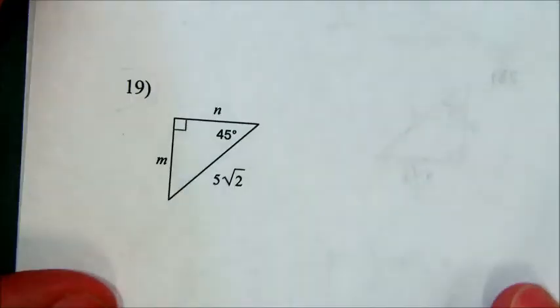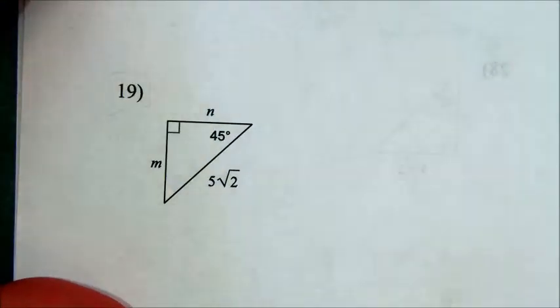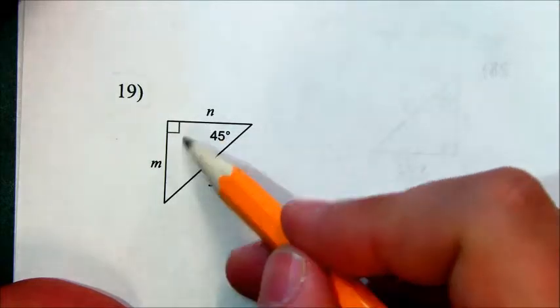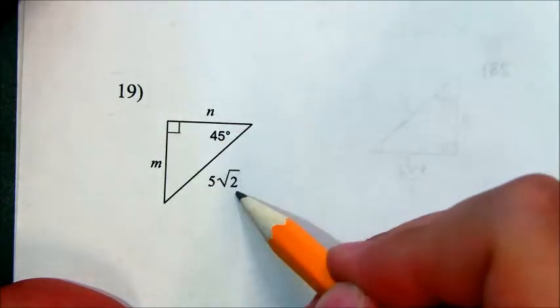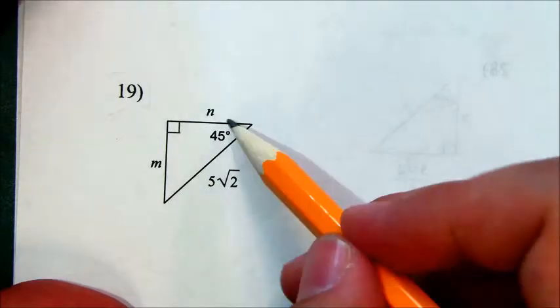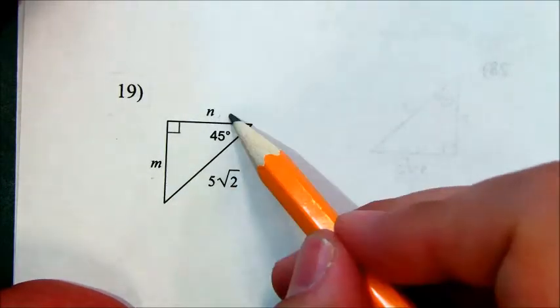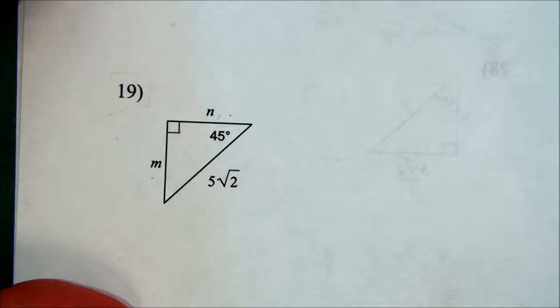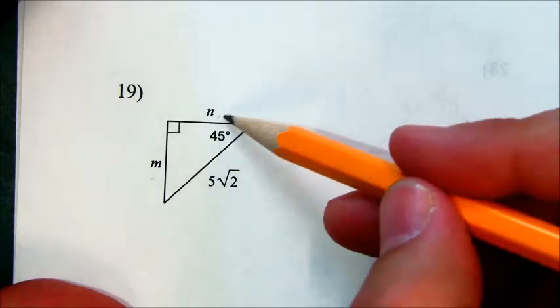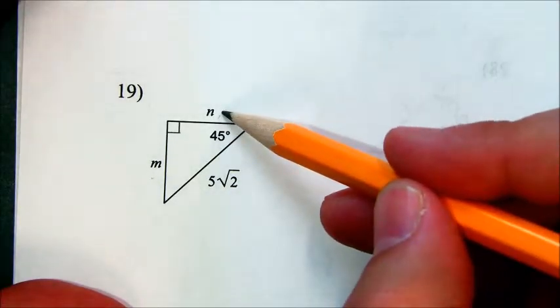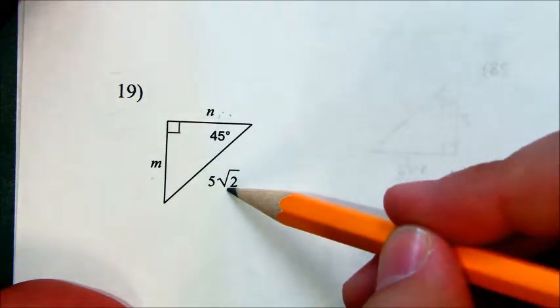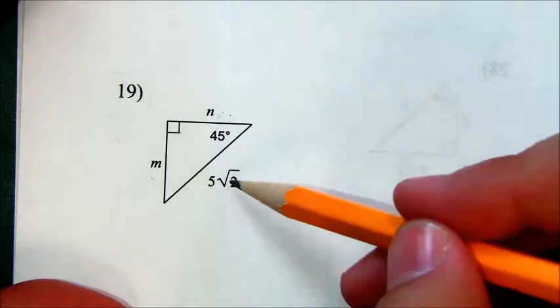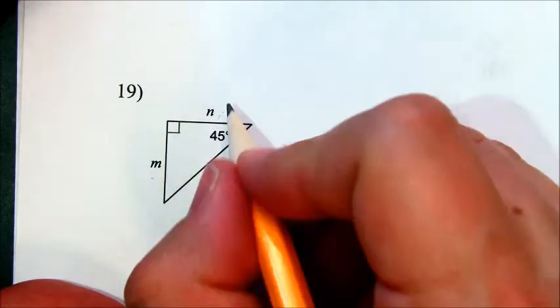Let's look at 19. Same idea, but a little bit more complicated. So here, again, we have a 45, 45, 90 triangle, but we've been given the hypotenuse rather than the leg. So the question is, well, I know that these two legs are going to be the same length because it's 45, 45, 90. And I know that whatever this length n was, to get the hypotenuse, I multiplied that by the square root of 2. Well, what did I multiply by the square root of 2 to get 5 root 2? Obviously, 5.